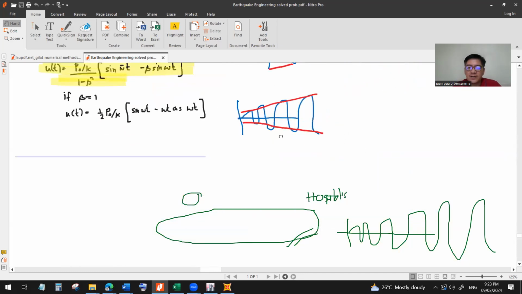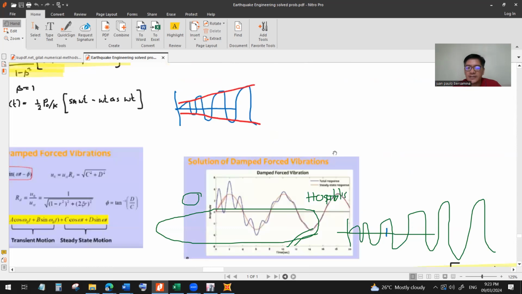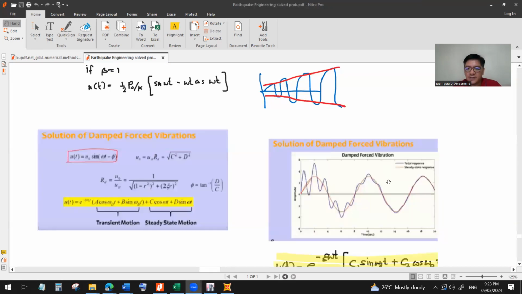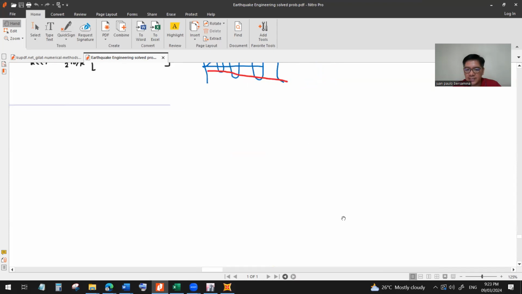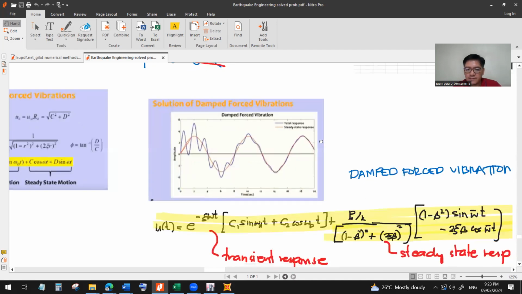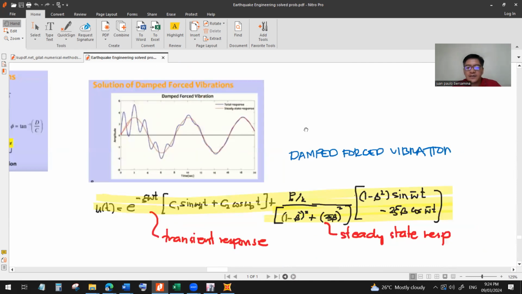Now, hindi ko na ipapakita yung derivation for the damped forced vibration. Masyado siyang mahaba. No? Okay. But the equation is this. Haba, no? Okay. So, which is similar to what we have earlier. Yung may P sub 0 over K, no? Which is the particular solution. And this one, yung may C1 sine saka C2 cosine, that's the homogeneous solution.